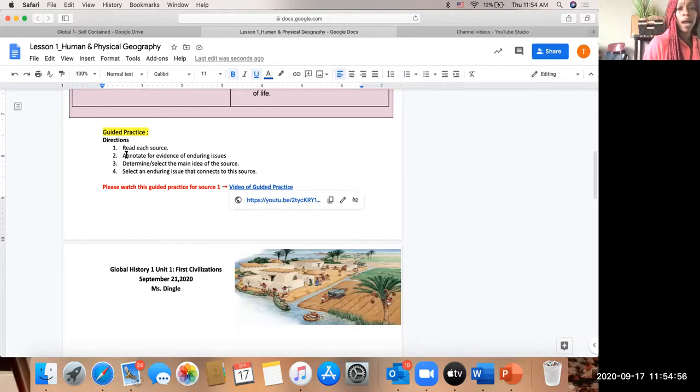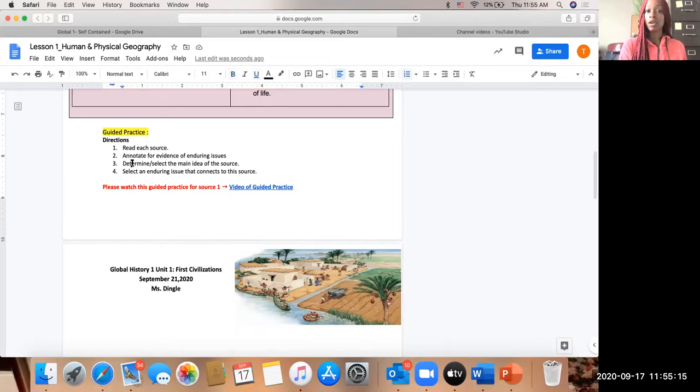So for your independent practice, you're going to read a source. You're going to annotate that source for evidence of enduring issues. And remember, the enduring issues is the lesson we had on Friday, so we are familiar with enduring issues already. So you're going to annotate for evidence to help you understand what is happening in the text. What enduring issue is that an example of?